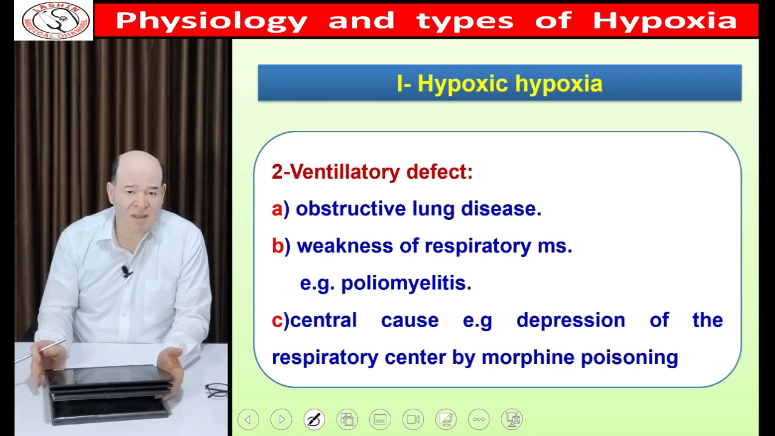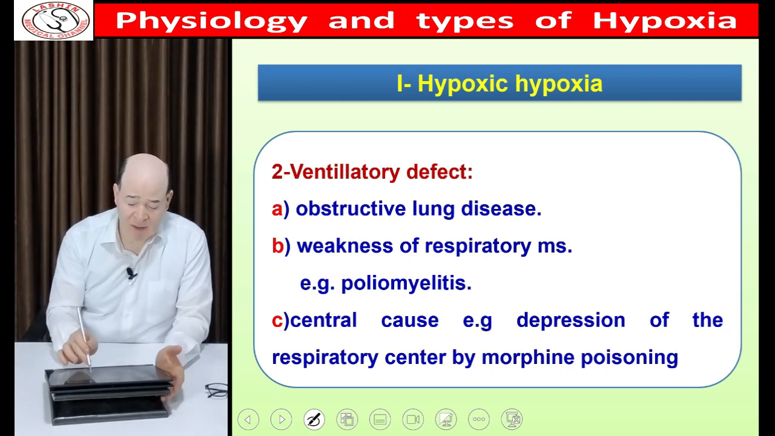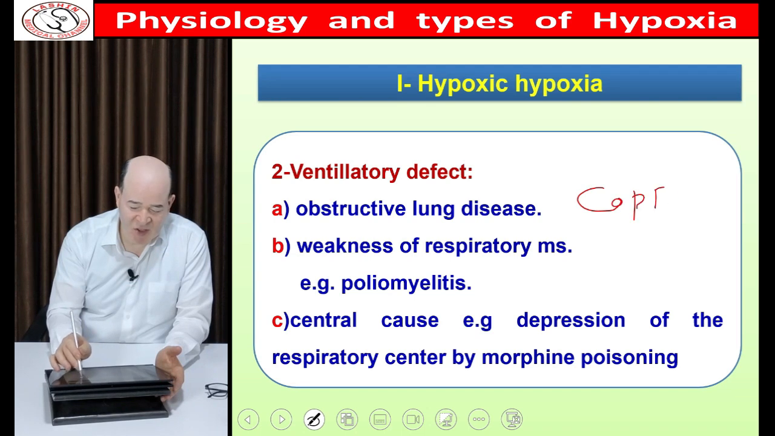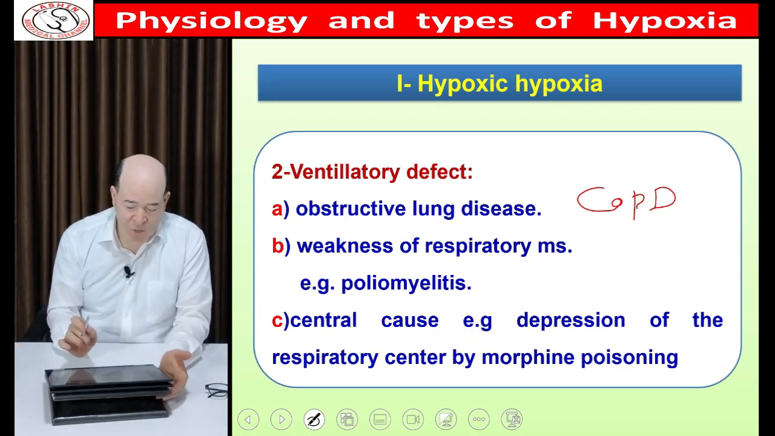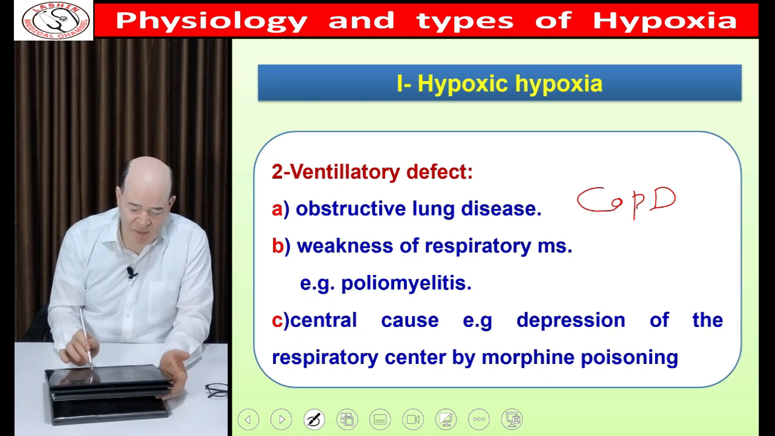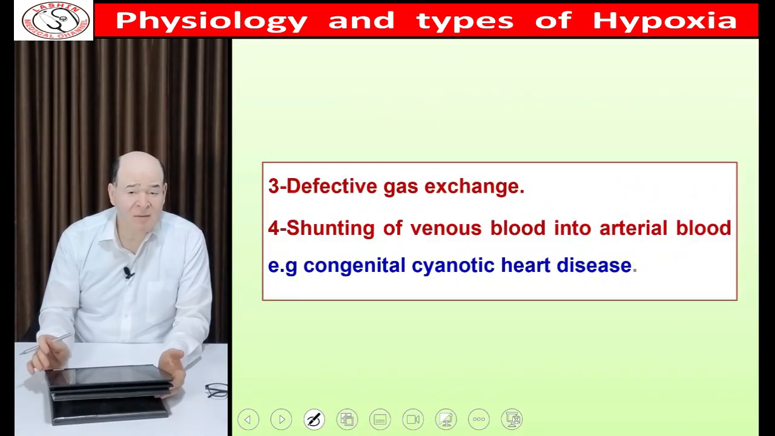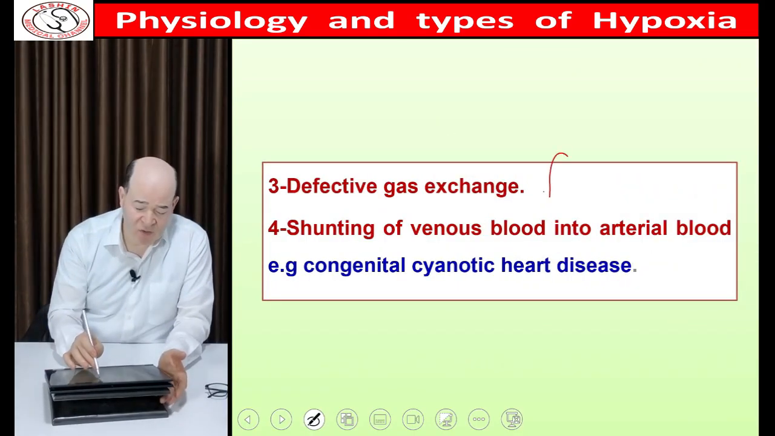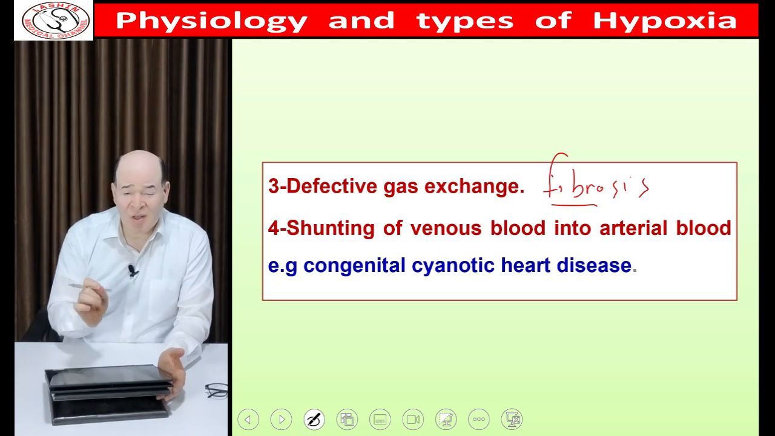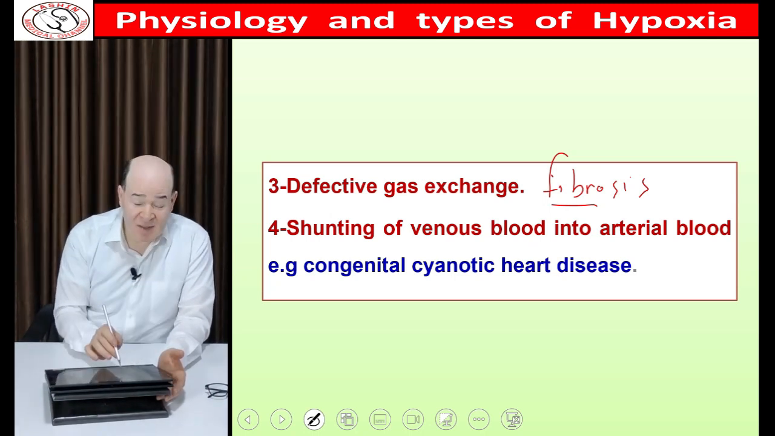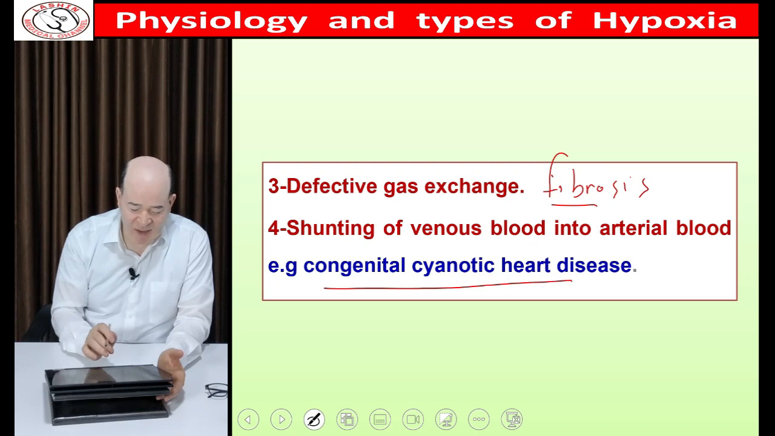Number two, if there is a ventilatory defect, if there is obstructive lung disease, COPD, chronic obstructive pulmonary disease, or weakness in respiratory muscles like poliomyelitis or severe myositis. We may have central causes like respiratory center depression that occurs with morphine poisoning. Defective gas exchange, like pulmonary fibrosis caused by long-standing smoking. Also, shunting of venous blood over arterial blood, which is caused by congenital cyanotic heart disease.